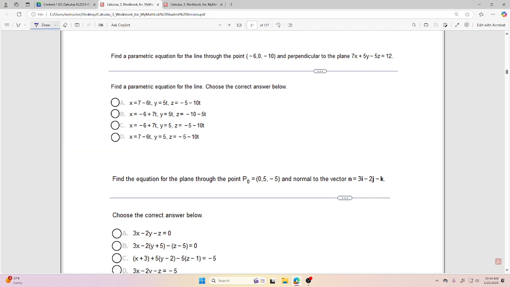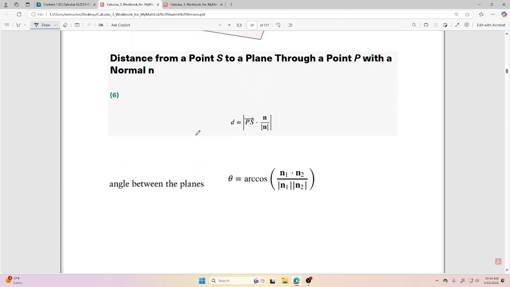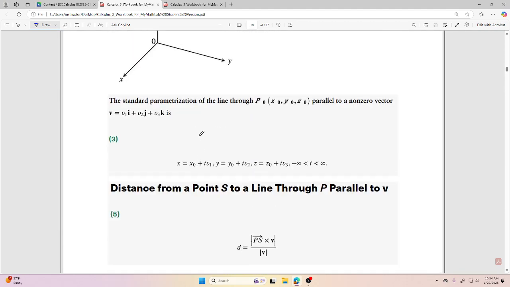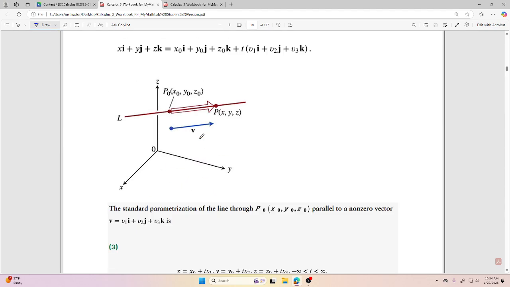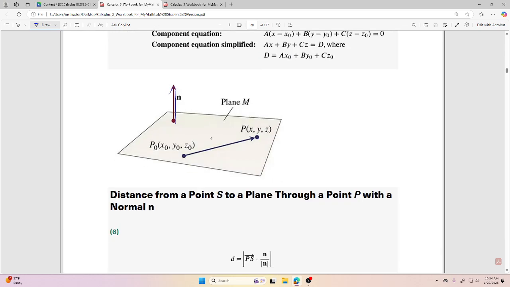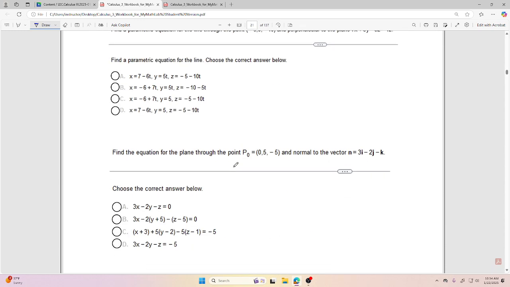So the main idea that we were picking up on, just as a recap, there's a lot of formulas in this section. But the main idea is that every plane can be represented by a line or a vector, and that is that normal vector. So as long as we have a normal vector, we can describe what the plane should be. Given that information, we can go and do all these problems.